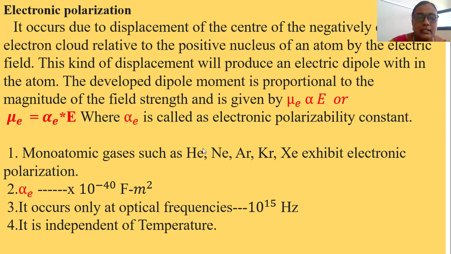Monoatomic gases such as helium, neon, argon, krypton, xenon exhibit this electronic polarization. You should remember that monoatomic gases, that is inert gases, helium, neon, argon, krypton, xenon, exhibit electronic polarization. The order of this electronic polarizability is 10 to the power minus 40 Farad per meter square. It occurs only at optical frequency, that is at 10 to the power 15 Hertz. It is independent of temperature. That means if you increase or decrease the temperature, there will be no effect on the electronic polarization.